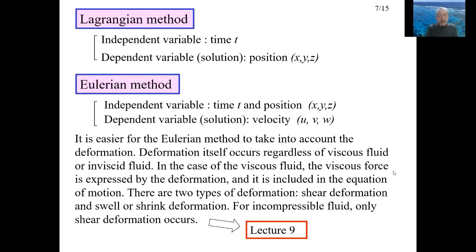Lecture 8 derived the continuity equation and the acceleration term in Newton's law, F equals m alpha. In other words, the part of m alpha is explained in lecture 8, and the part of force F is explained in lecture 9.